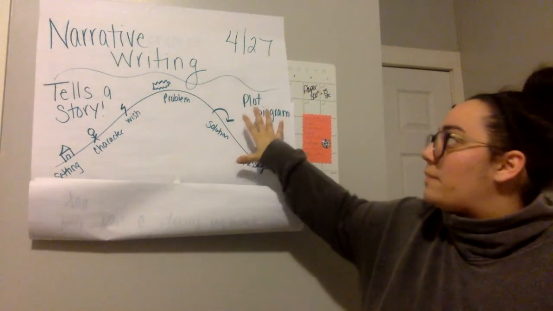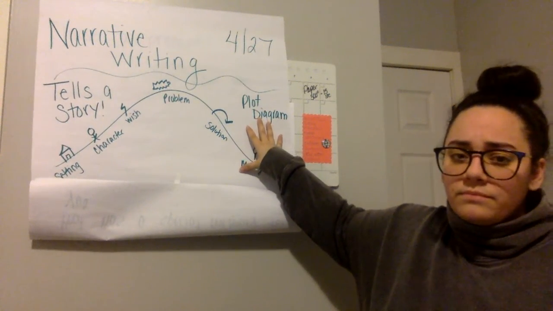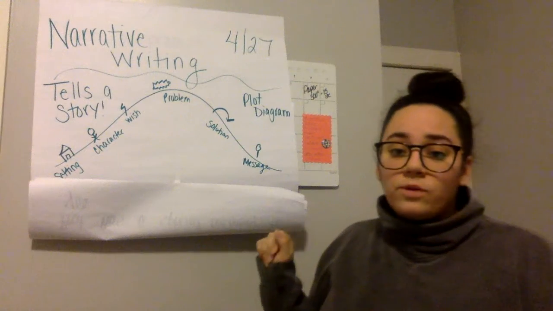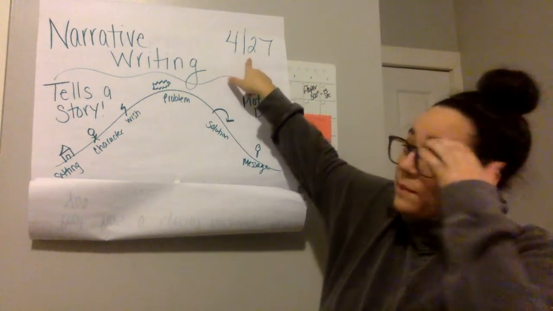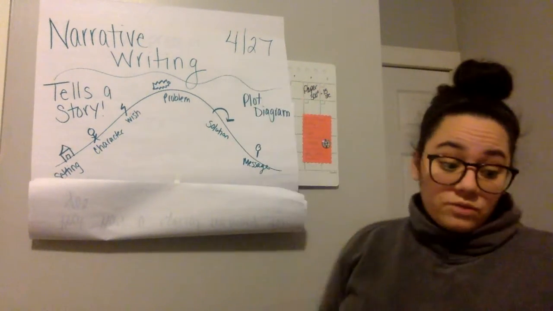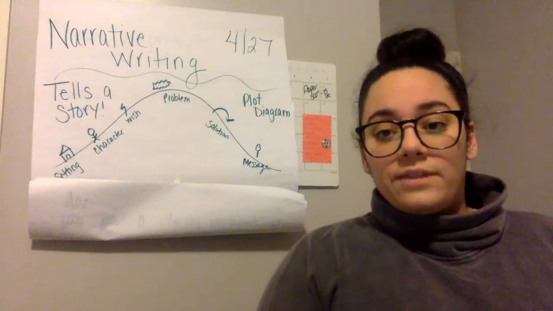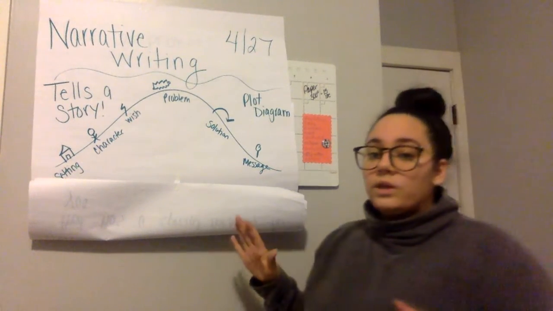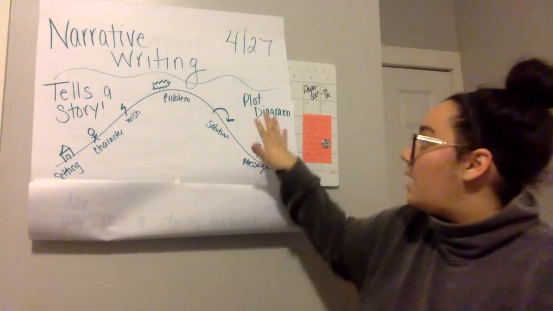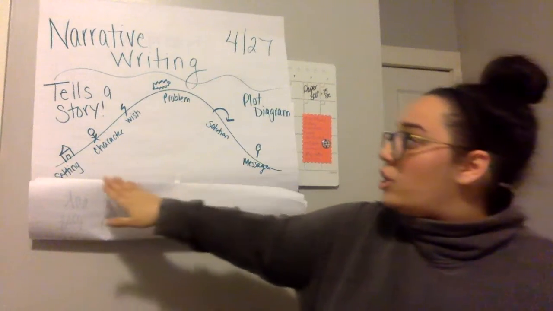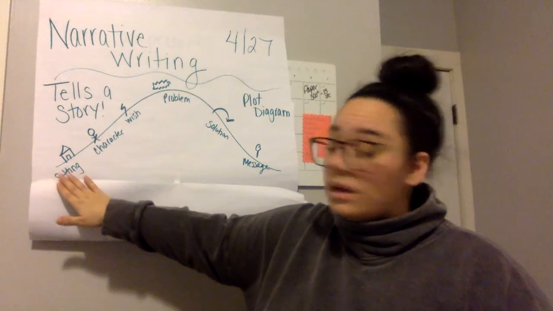So this is an example of our plot diagram. For those of you that are looking for this assignment, it is on that April 27th date. So if you look in your packets right here on April 27th, you'll see a list of the narrative assignment. So we know that narrative writing is a plot diagram. So it's telling a story, just like our roller coaster.